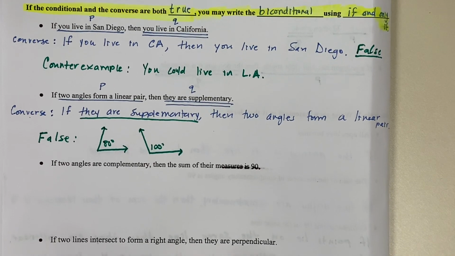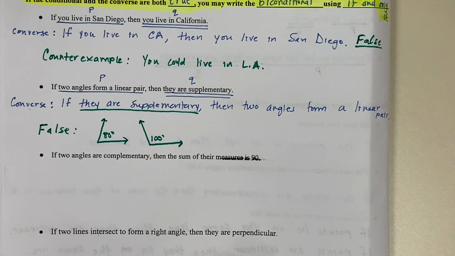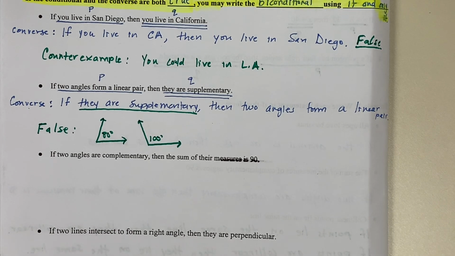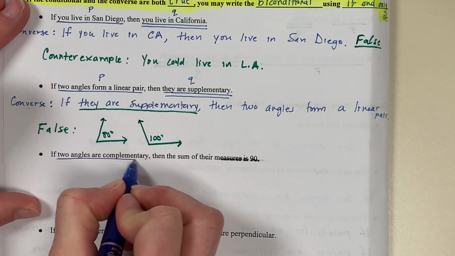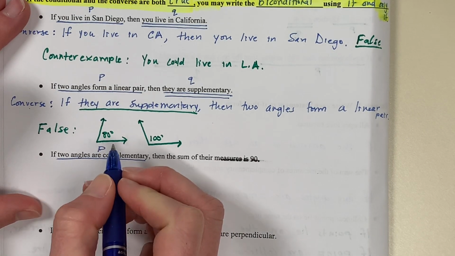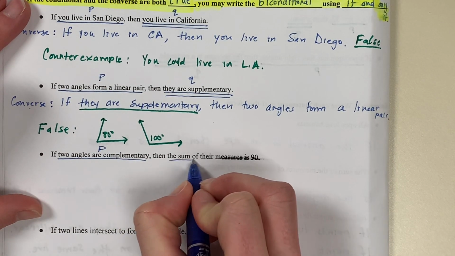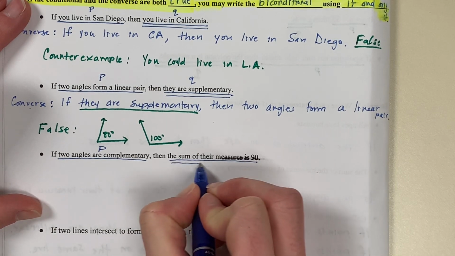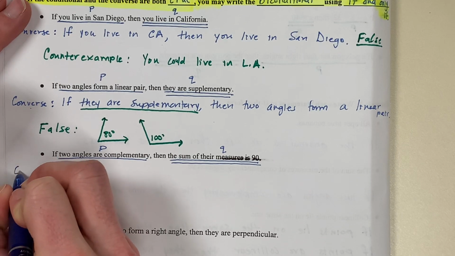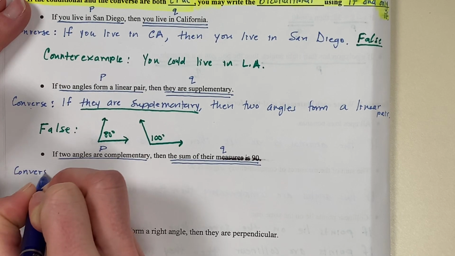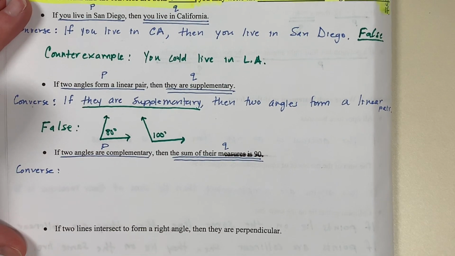Okay, let's look at the next problem. If two angles are complementary, then the sum of their measures is 90. Okay, this is a true statement. Complementary angles are two angles whose sum is 90. So my hypothesis, two angles are complementary. My conclusion, the sum of their measures is 90. First thing I'm going to do is write the converse. You write the converse by switching the hypothesis and the conclusion.